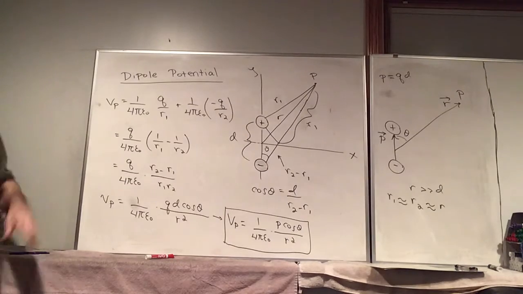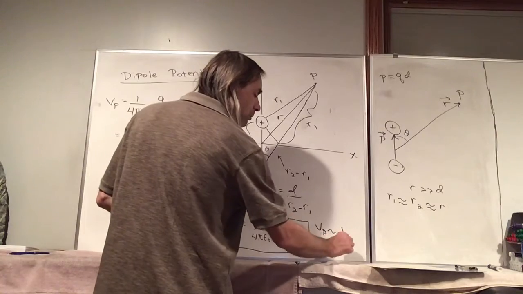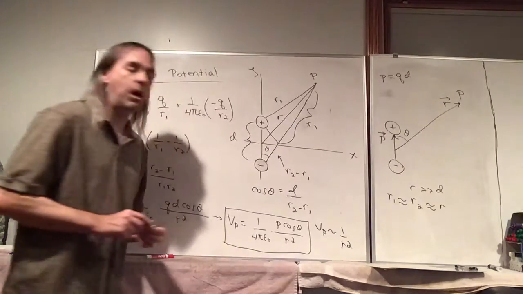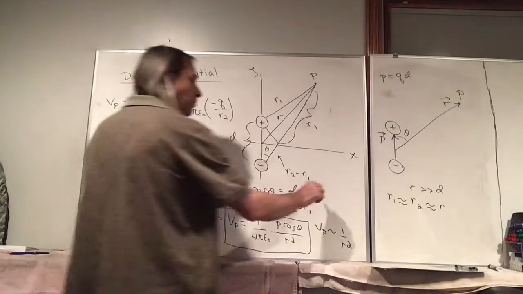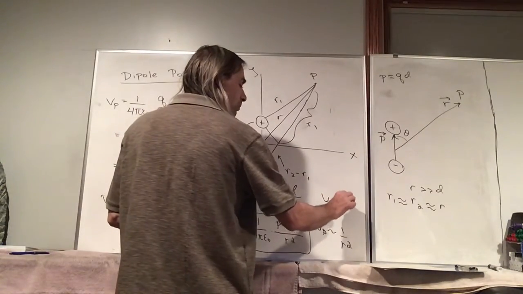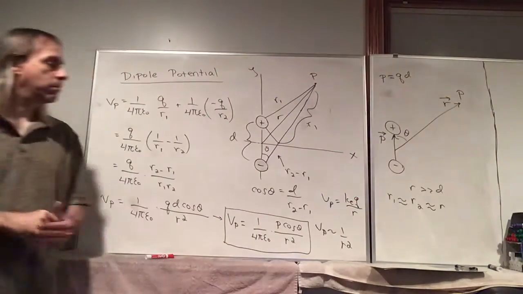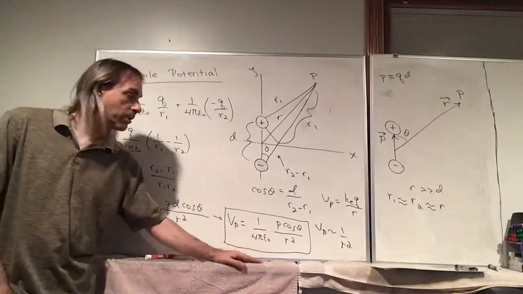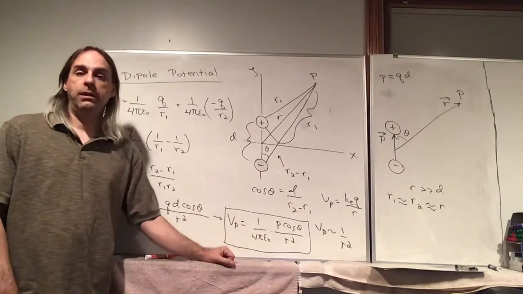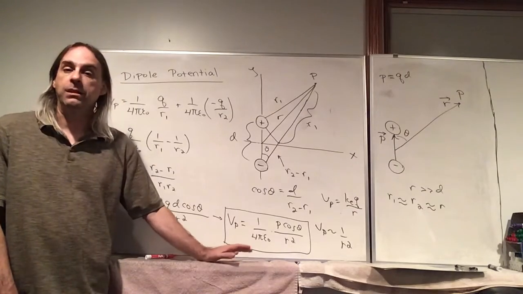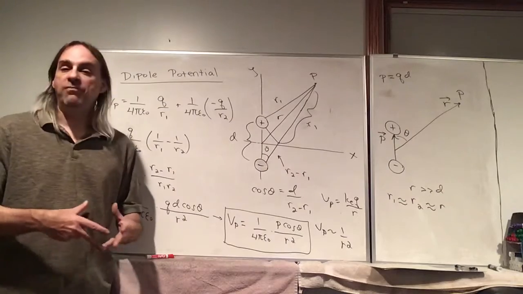Notice that the potential drops off according to an inverse square law, whereas for a point particle the potential is inversely proportional to the distance. For a dipole, it's inversely proportional to the distance squared. And so the potential drops off much quicker.